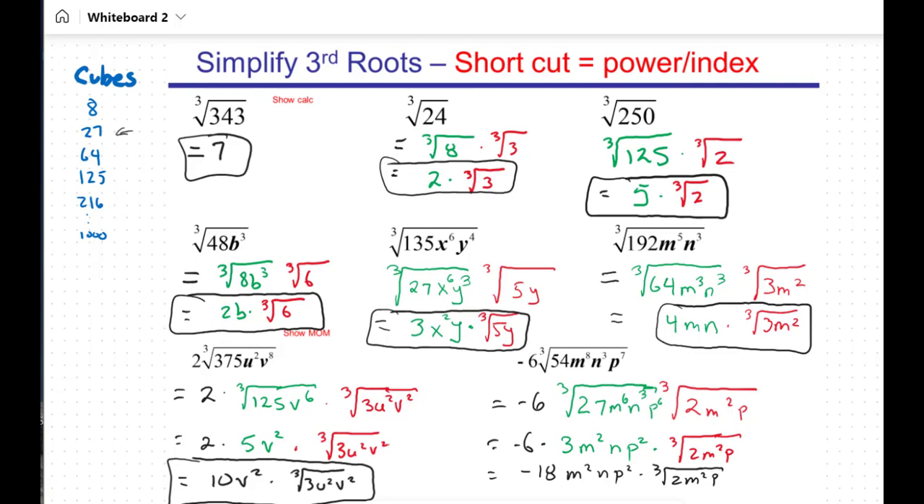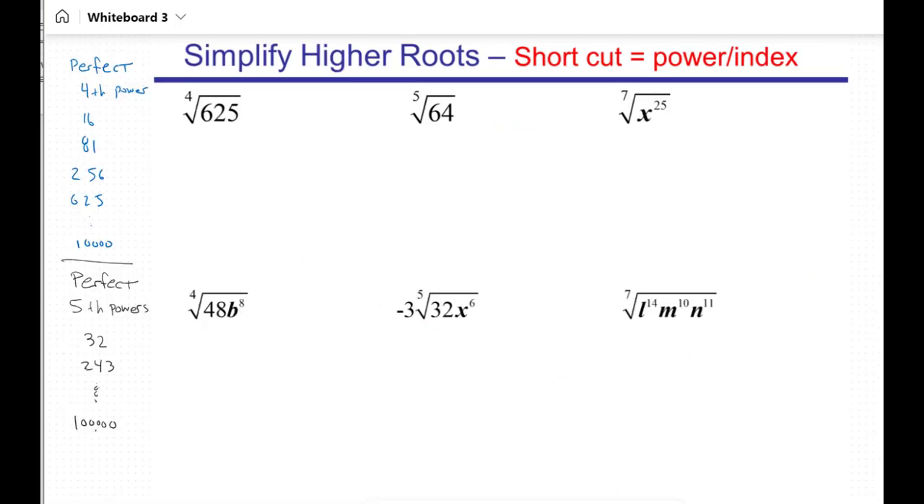Next, we're going to go on and simplify some higher roots. Okay, class, let's do this last example here, last page, of higher roots. Notice some of them are radicals with an index of 4, 4th root. Some of them are radicals with an index of 5, which is a 5th root, and some of them are radicals with an index of 7, they're 7th roots.